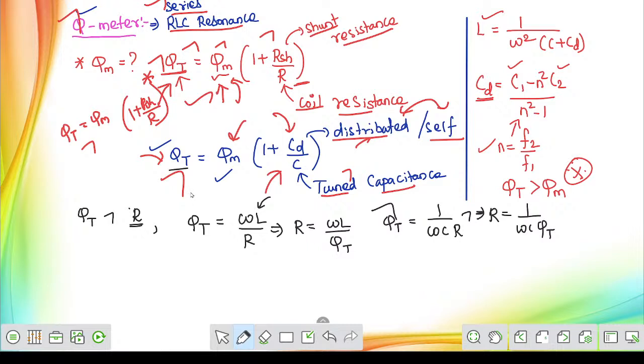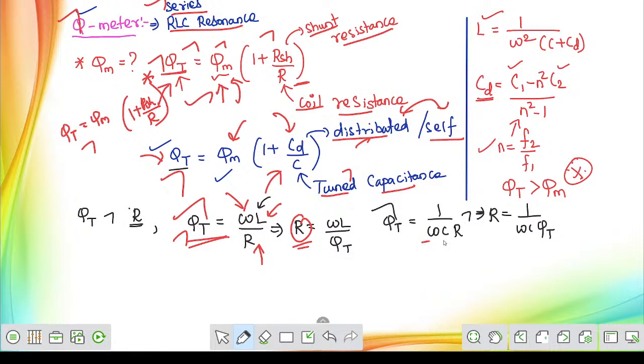Now another type of question is where coil inductance and coil resistance will be given. If it is given directly, you can find the value of the quality factor from the true value of the quality factor. Or if the true value of the quality factor is given and coil inductance is given, then you can easily find the coil resistance also.